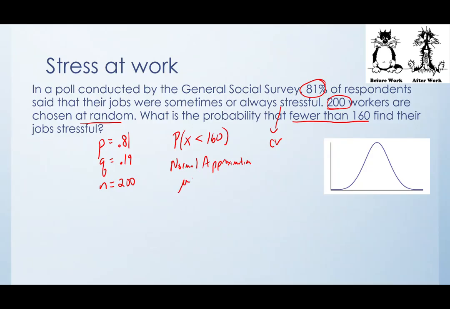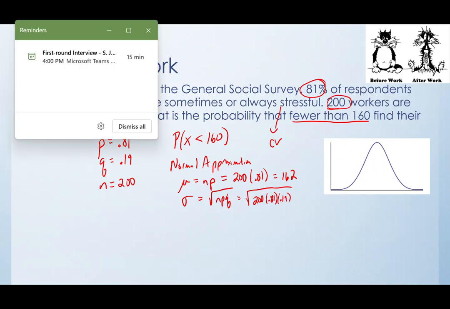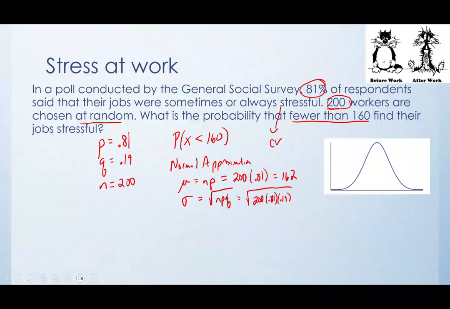All right, so we know for binomial that the mean of the binomial distribution is n times p, so that is going to be 200 times 0.81, which I think is 162, but we'll double check that in a minute. And the standard deviation is the square root of npq, so the square root of 200 times 0.81 times 0.19, and we'll have to put that in the calculator.